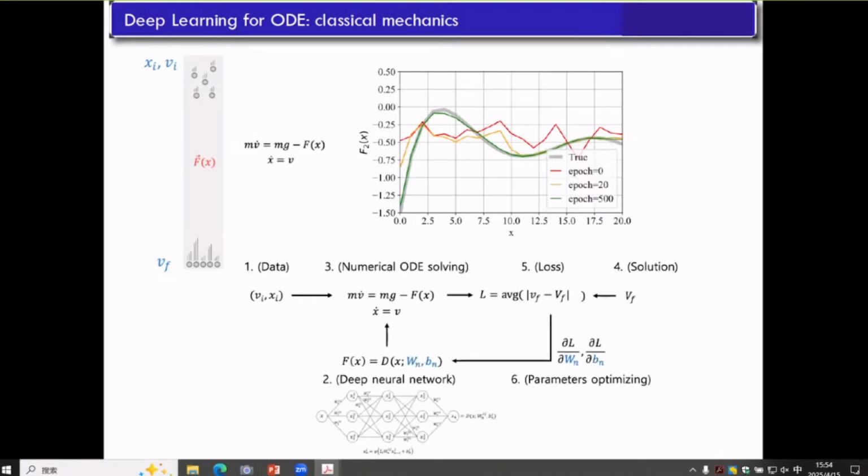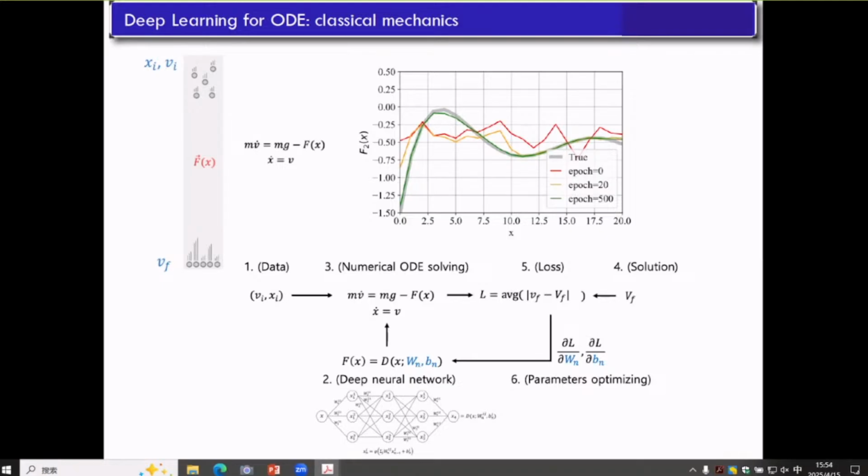So, this is not the code's original way. This is another way, but I just explained the basic. Let me just summarize the basic understanding here. You have big data, you have many experimental data, initial speed and position, and final velocity, final speed, right?